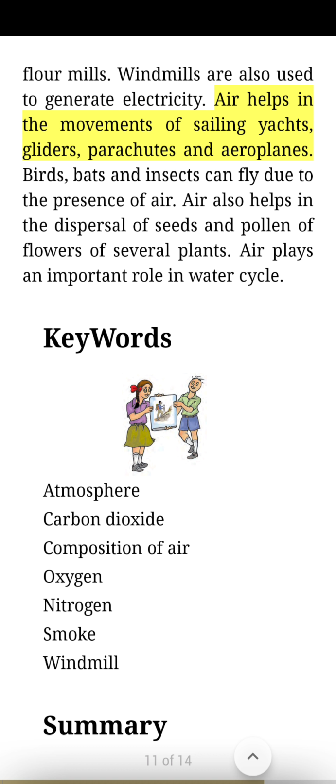Air helps in the movements of sailing yachts, gliders, parachutes and aeroplanes. Birds, bats and insects can fly due to the presence of air. Air also helps in the dispersal of seeds and pollen of flowers of several plants. Air plays an important role in water cycle.